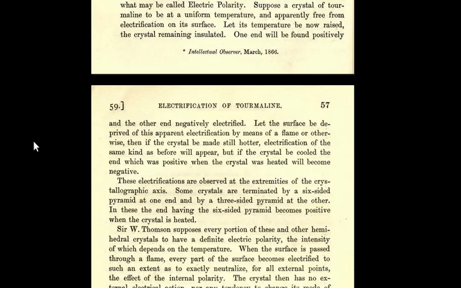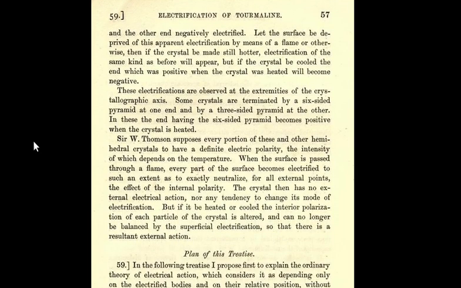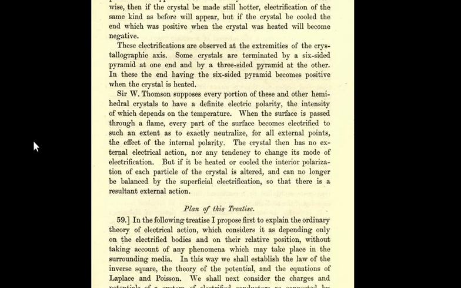Some crystals are terminated by a six-sided pyramid at one end and by a three-sided pyramid at the other. In these, the end having the six-sided pyramid becomes positive when the crystal is heated. Sir William Thomson supposes every portion of these and other hemihedral crystals to have a definite electric polarity, the intensity of which depends on the temperature.